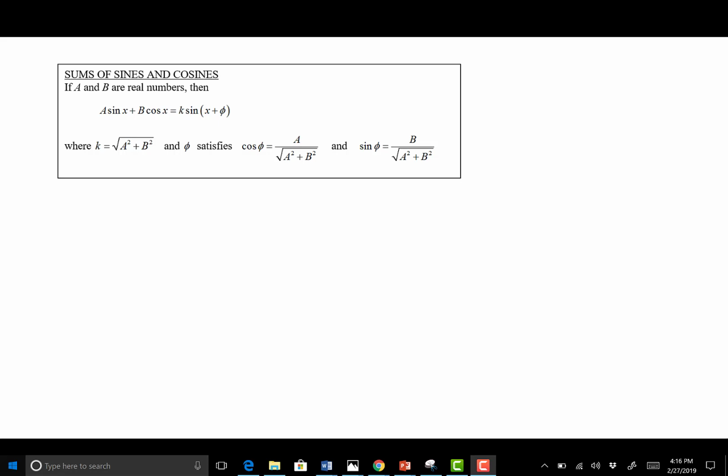So this is a video about a formula that takes a sum of sine and cosine and turns it into just a single sine. Notice it has a different amplitude and it has a phase shift of phi. And before we talk about the formula itself and how to use it, let's go ahead and look at an animation that shows what we're talking about here.